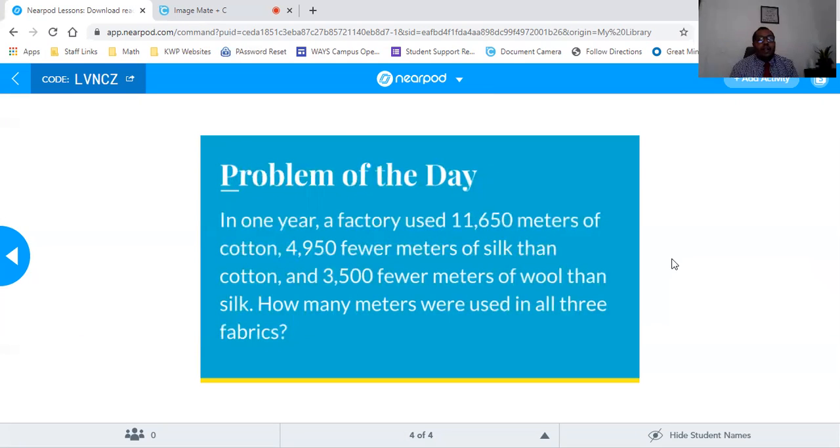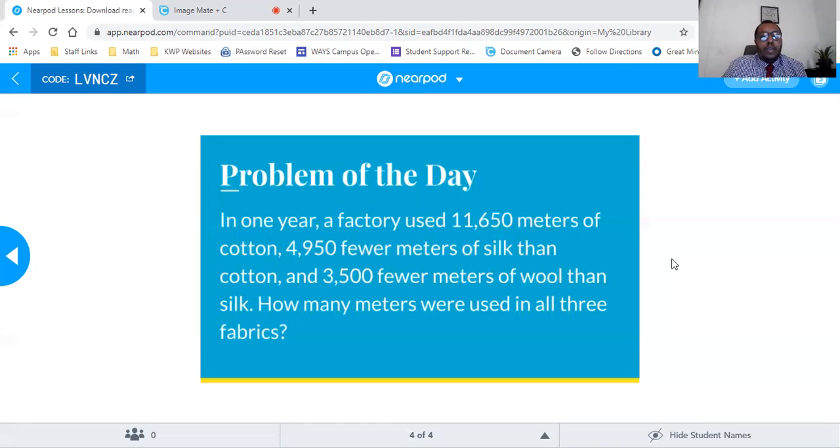So in 1 year, a factory used 11,650 meters of cotton, 4,950 fewer meters of silk than cotton, and 3,500 fewer meters of wool than silk. How many meters were used in all three fabrics? So after reading the first time, I'm going to read it again. And as we're reading it, let's think about what we may be able to draw to help us break down the problem, what model we can use to chunk it and make it a little easier to understand.